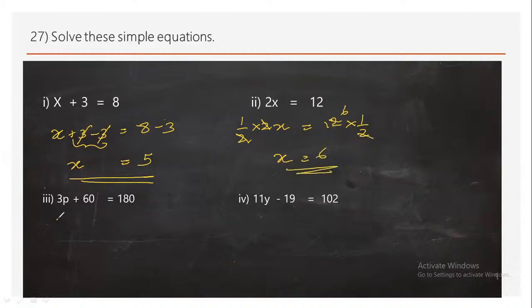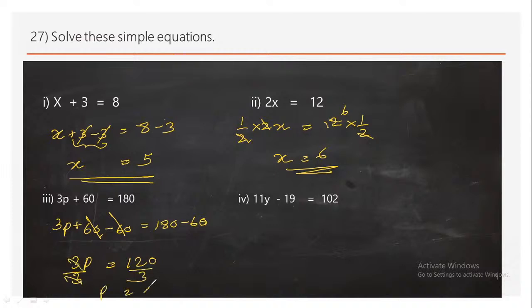And here, 3p plus 60 equals 180. What is the additive inverse of plus 60? Minus 60. Then add minus 60 to this side. If you subtract 60 from this side, you have to subtract 60 from the other side also to balance the equation. Then cancel out plus 60 and minus 60. 3p equals 180 minus 60, 120. Divide this side by 3, this side by 3. P equals 40.